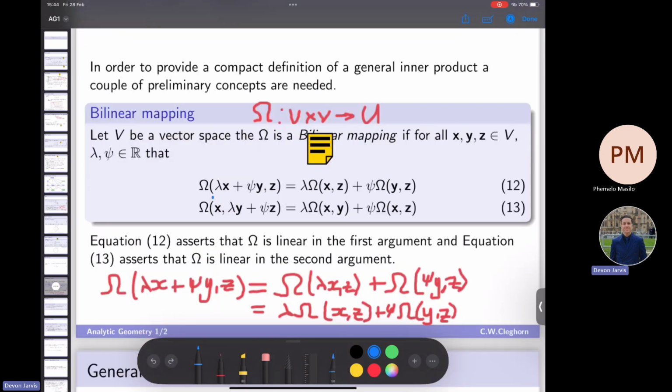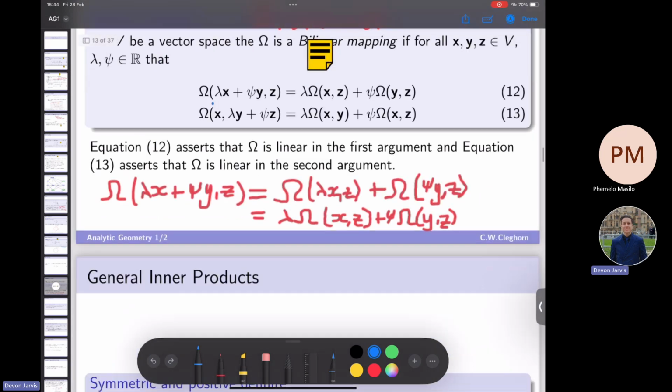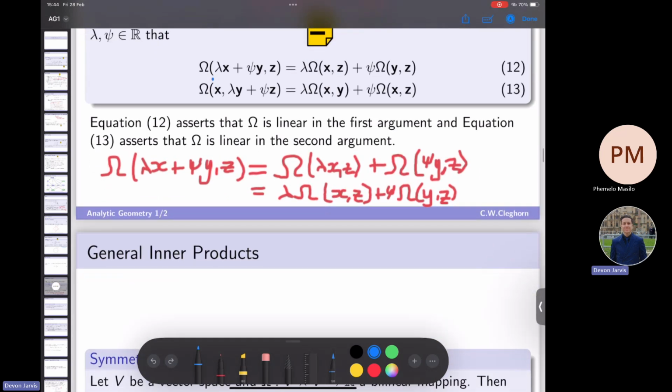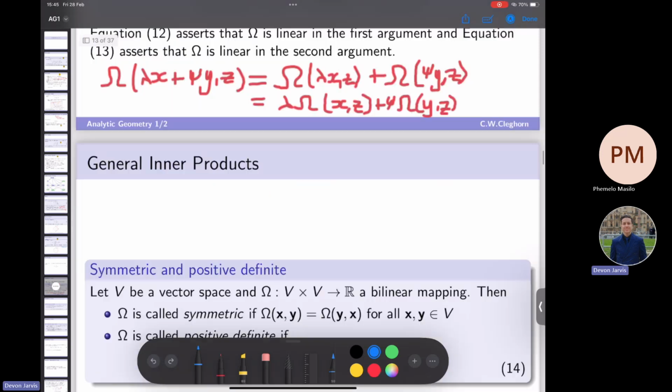Equation 12 asserts that omega is linear in the first argument, and equation 13 asserts that it is linear in the second argument. I've drawn at the bottom there the slower steps of this. So first we apply the fact that you can separate summation, and then secondly we pull out the lambdas and the phis out front, and you get back to your full conditions there. So that's just a reminder of each step being applied separately.